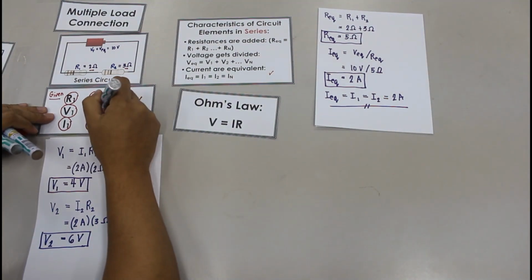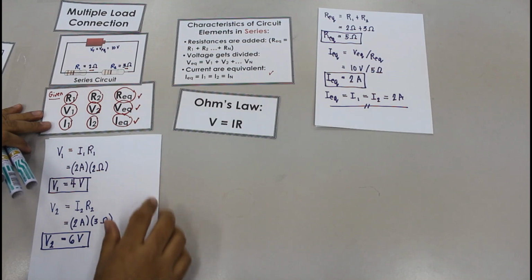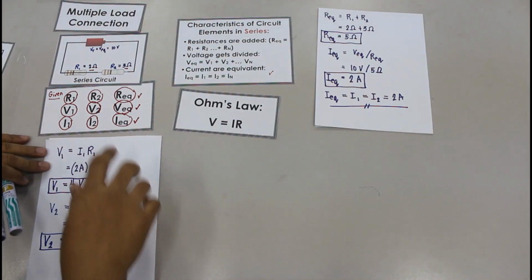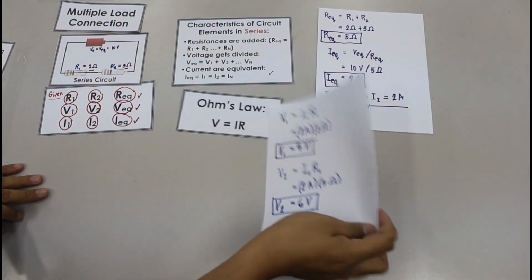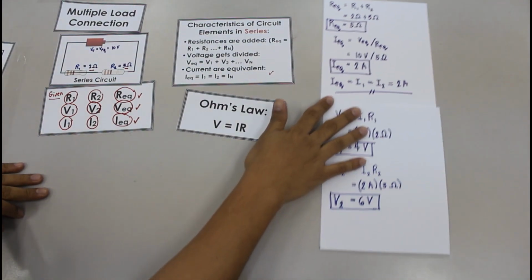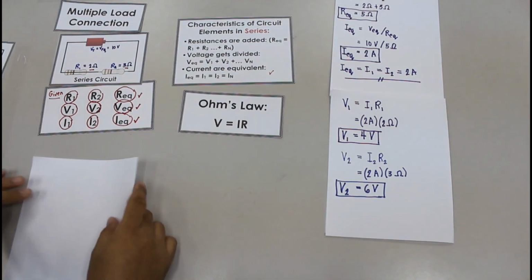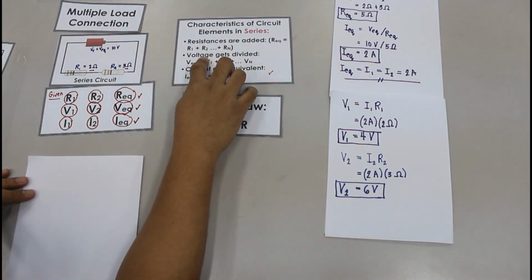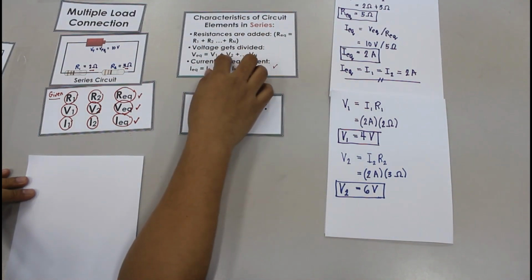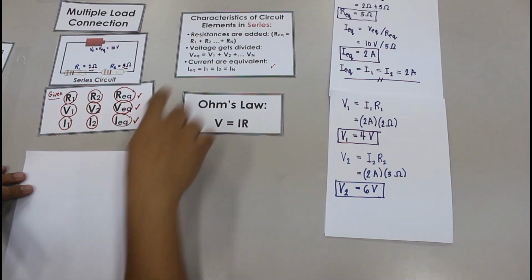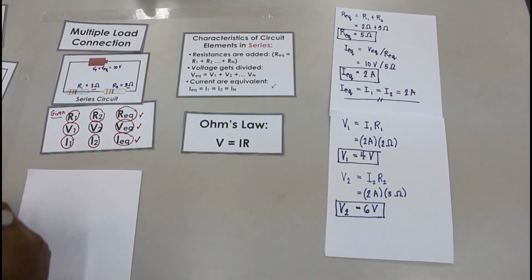So from our guide here in solving multiple load connections, we now can note that we are able to solve all of the unknowns. And in order for us to check if we're able to really get the values correct, we can recall from the characteristics of circuit elements in series that the voltage equivalent must be the sum of the individual voltages.